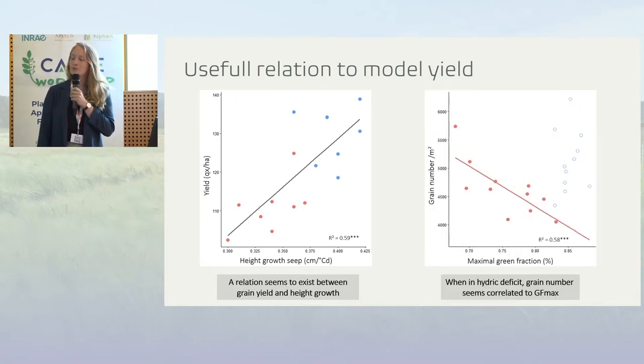And the other nice relation that we show is a relation between grain number per square meter and maximal grain fraction.